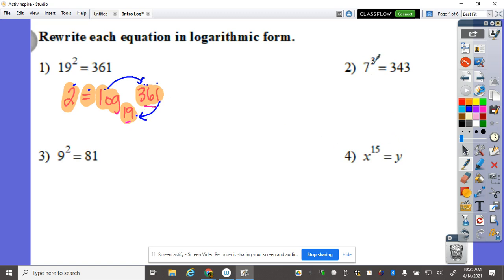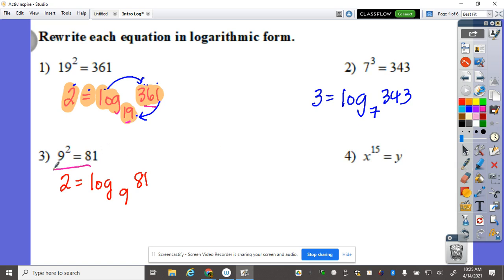Okay, number 2, 7 cubed equals 343. So we're going to copy the exponent, which is 3, and then we're going to say log of 343 with a base of 7. Next, 9 squared is equal to 81. Again, the exponent is 2, is equal to log of 81 to the base of 9. By the way, I want to make sure it's clear to you what the meaning of this is. You're being asked what must be the exponent of 9 to get 81. The answer is 2. That's the idea of log.